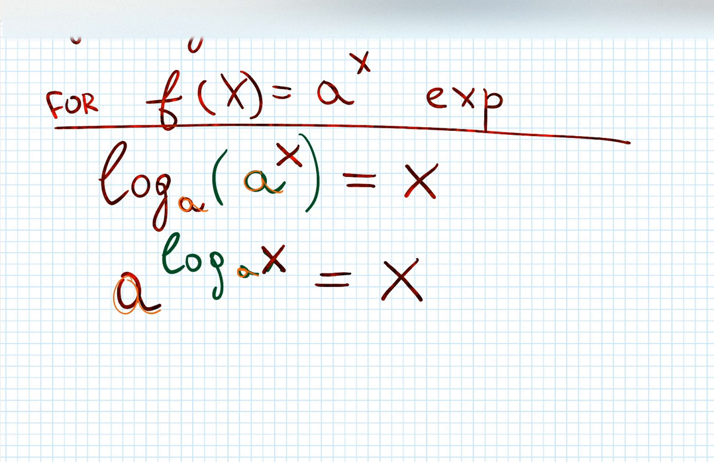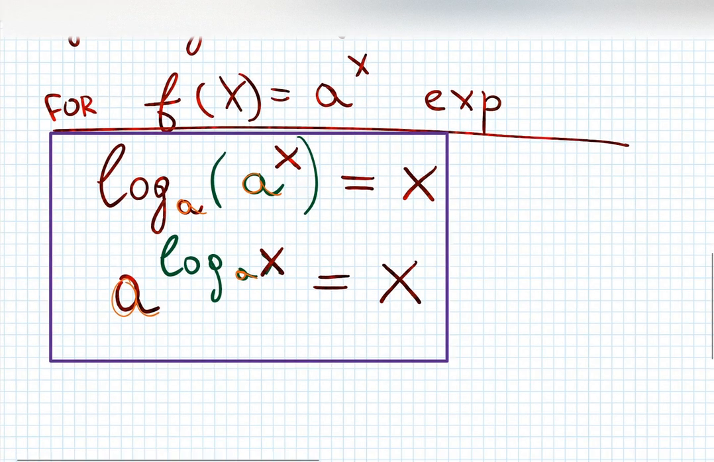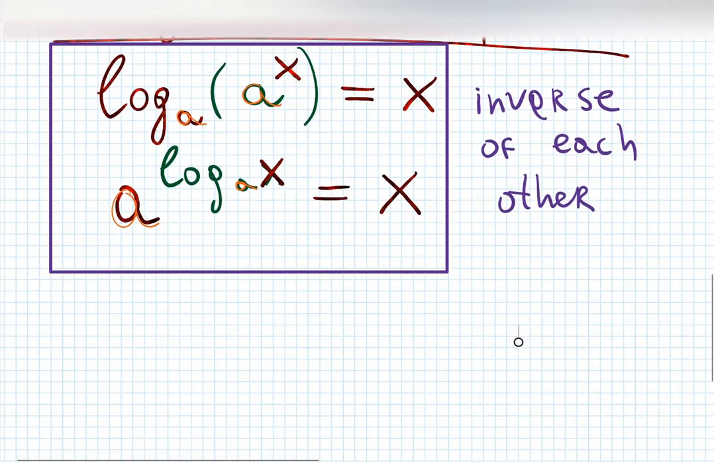That's what we're going to be using quite a lot, because sometimes we don't like logs, so we apply the exponential function with the same base to get rid of the log. Sometimes we don't like exponential functions. They're too fast. We apply log to slow it down, work with logs, and then go back to exponential functions. Put this into the box. That's the main idea of inverse functions. They are inverse of each other. Make sense?